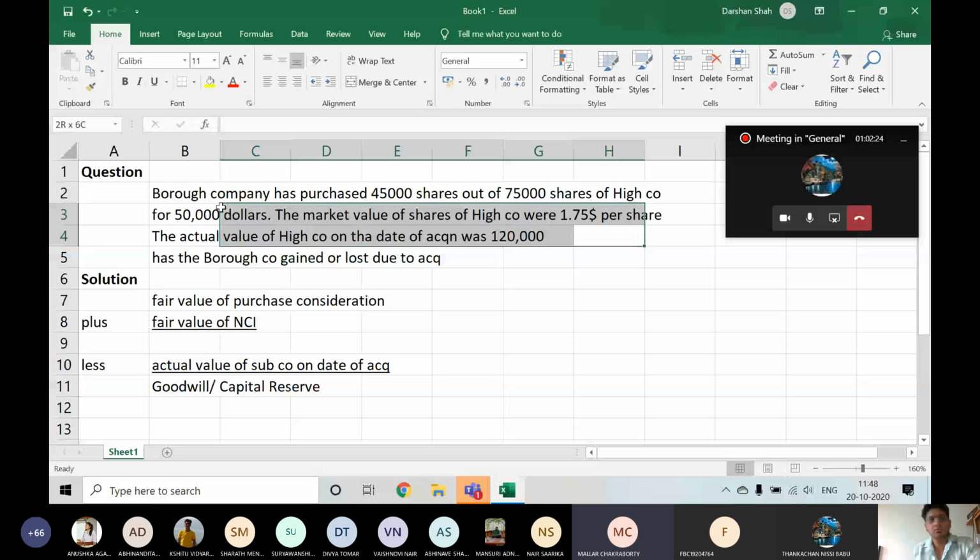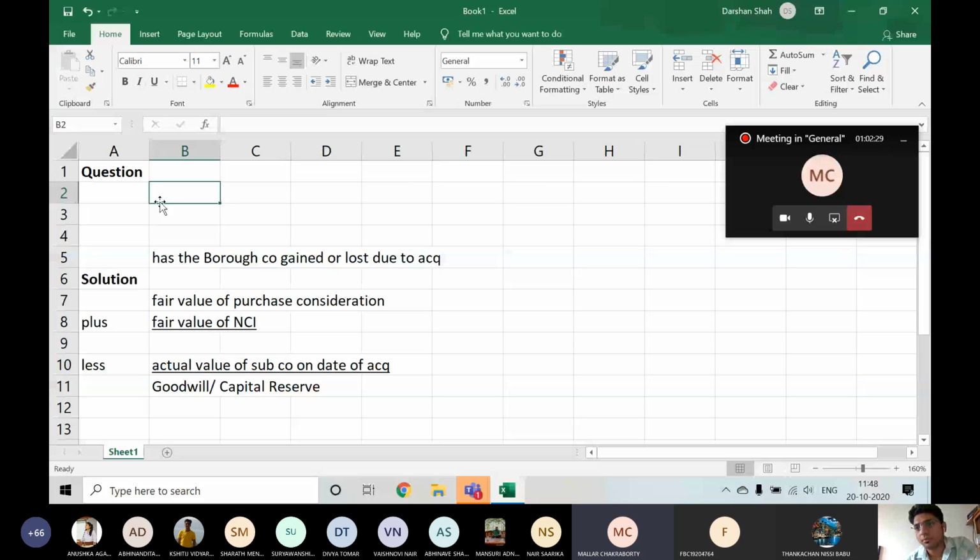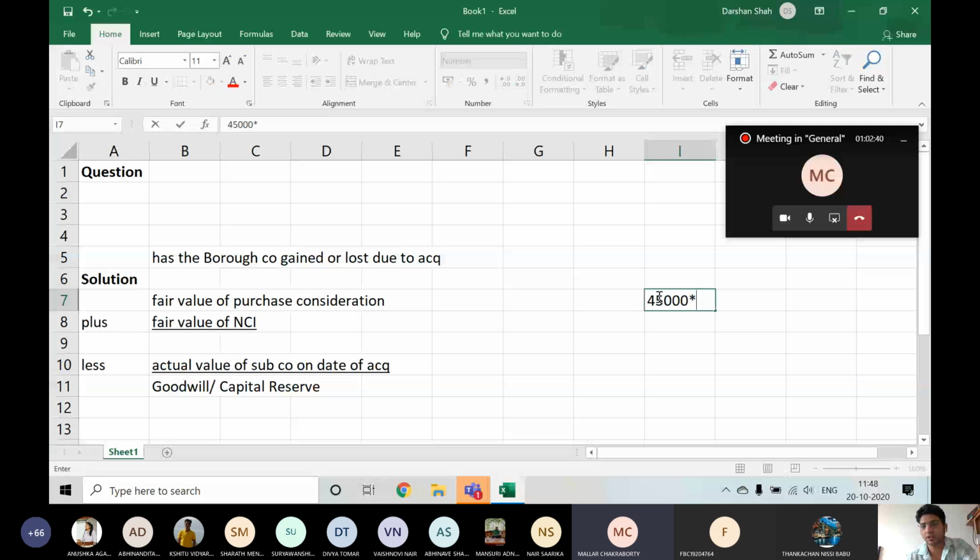Sir, if we were to pay at the current market rate also, right? If we paid 45,000 into 1.75, there would still be goodwill, right? Because 60% of 120 is lesser. So let us say they have agreed that 45,000 shares will be taken at 1.75, at par, so neither you will have profit nor loss. We'll take it at par, 78,750. Correct. 45,000 into 1.75, and the remaining 30,000 will also be shown at 1.75.